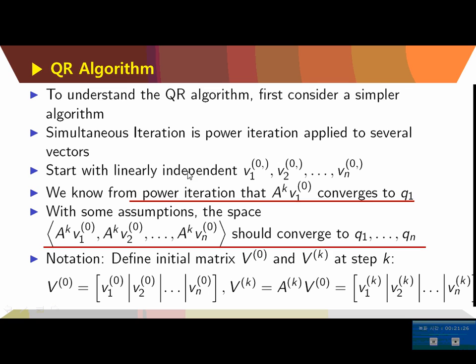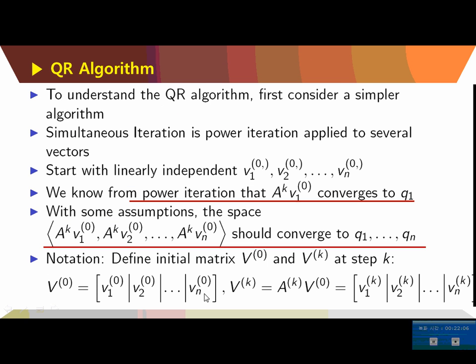To understand the QR algorithm, first consider a simple algorithm. Simultaneous iteration is related to power iteration. Power iteration can be applied here for the linearly independent vectors vi's. From power iteration, A^k v1 converges to q1. With some assumption, this space should converge to q1 to qn. Define the initial matrix V0 and Vk at the step k. Then V0 can be written in this way, and Vk can be written in this way.